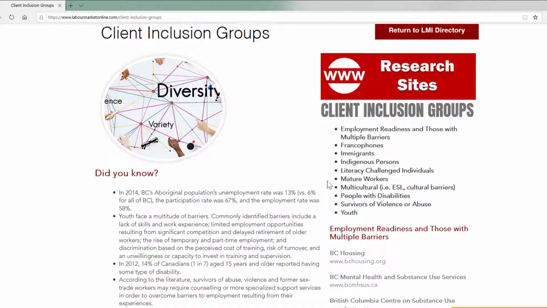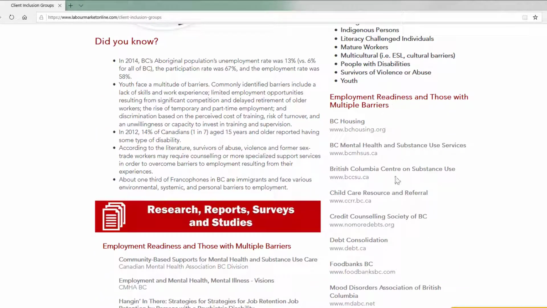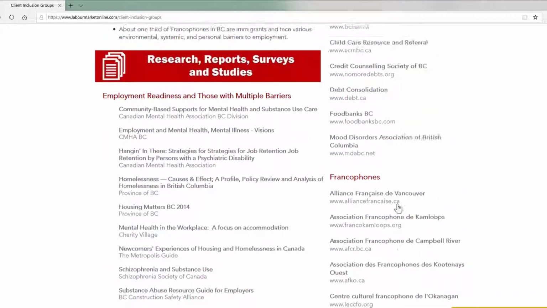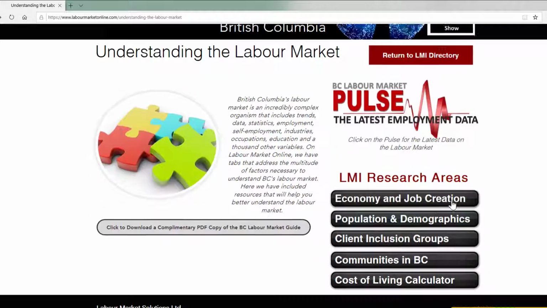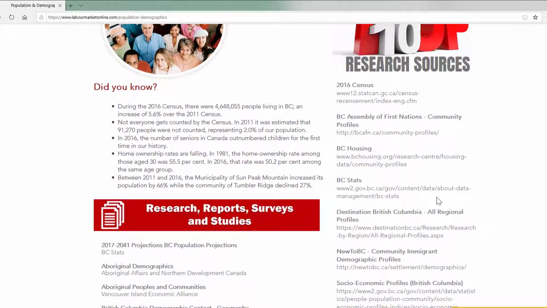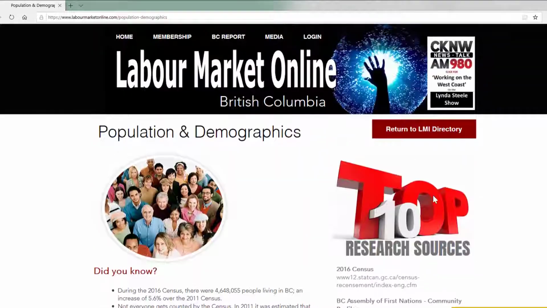We also have websites, so anybody who's interested in any one of these areas or assisting people in one of these areas, you can click on any one of these and gather immediate information. So that's how client inclusion groups goes, but it would be the same for population and demographics. If a person wanted to get a sense of what is British Columbia all about, here are the large statistical reports and all our top 10 research sites.